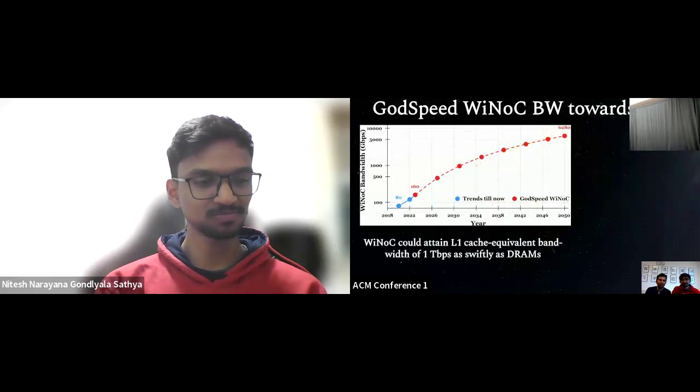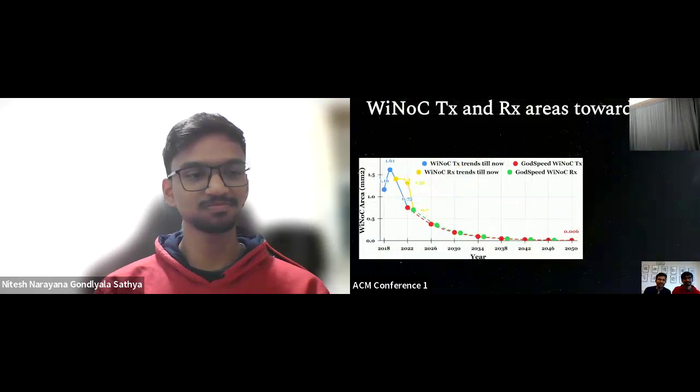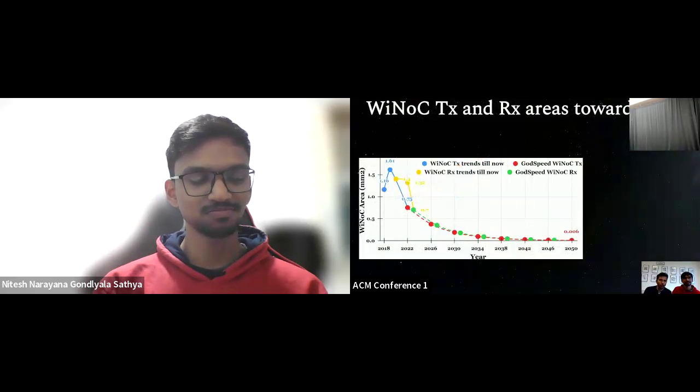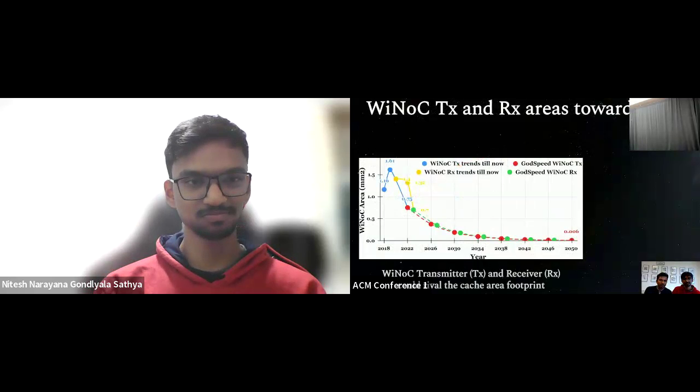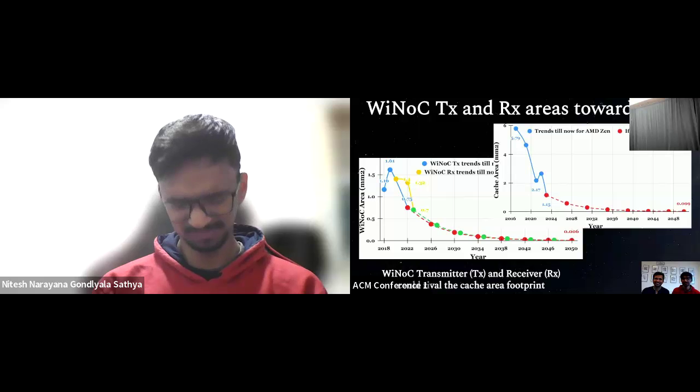Let me pull out that previous graph for DRAM bandwidth. Oh, cool. But how about its area overhead? Here it is. As you can see, it is as low as your cache area by 2050. You don't have to believe me. I'm pulling out the graph for cache area again. Whoa, perfect. I think I'm cooking up something crazy in my head. Let me show you.